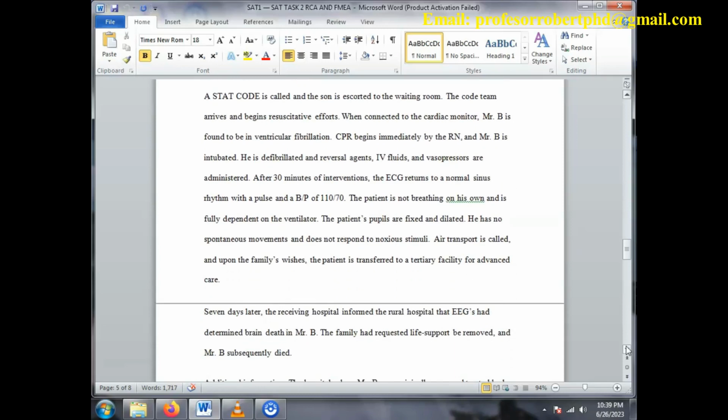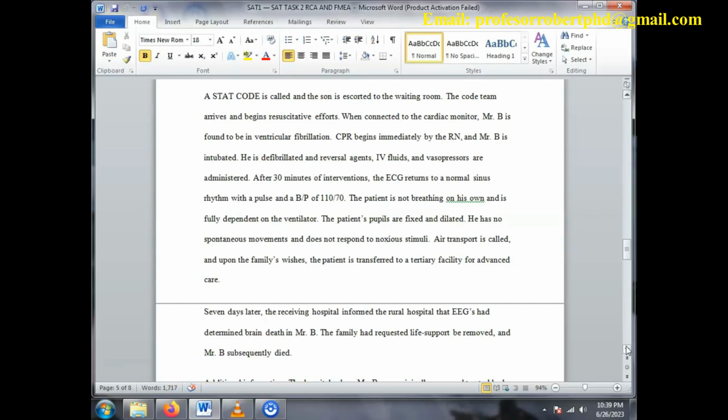The code team arrives and begins resuscitative efforts. When connected to the cardiac monitor, Mr. B is found to be in ventricular fibrillation. CPR begins immediately by the RN, and Mr. B is intubated. He is defibrillated and reversal agents, IV fluids, and vasopressors are administered. After 30 minutes of interventions, the ECG returns to a normal sinus rhythm with a pulse and a BP of 110/70. The patient is not breathing on his own and is fully dependent on the ventilator.